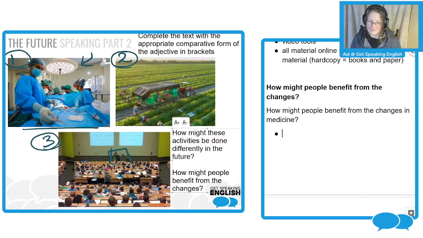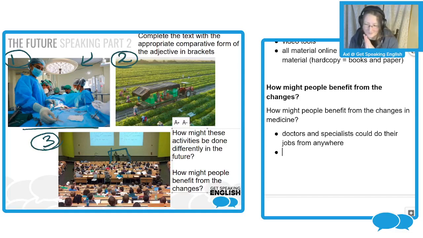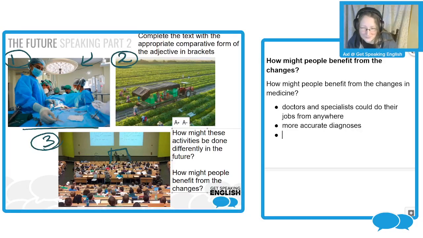So for example, maybe one benefit of remote working could be doctors and specialists could do their jobs from anywhere. Maybe also the diagnoses become more accurate, right? So maybe there's less mistakes because people obviously make mistakes. Maybe robots, artificial intelligence or medical technology can be a bit more accurate there. Maybe they could also catch problems earlier, right? So earlier detection. So that would be great.